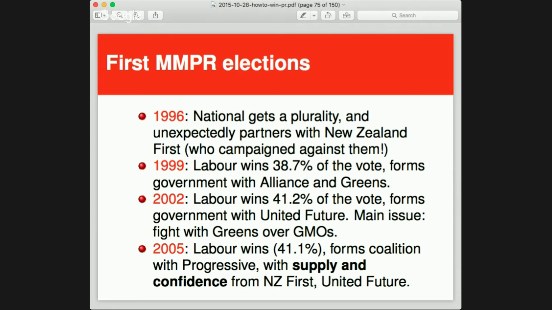And supply and confidence is a very interesting idea. Basically, you're not in a coalition with us. You don't get to be in our cabinet. We don't have caucus meetings together. But whenever there's a confidence vote, like a budget, you have to vote with us, right? So there's different ways of doing this. You can have a formal coalition where we'll all govern together, or you can have the supply and confidence, which means we're going to make a deal that for the life of this, you're going to have to vote for us and we'll give you some concessions in return, right?